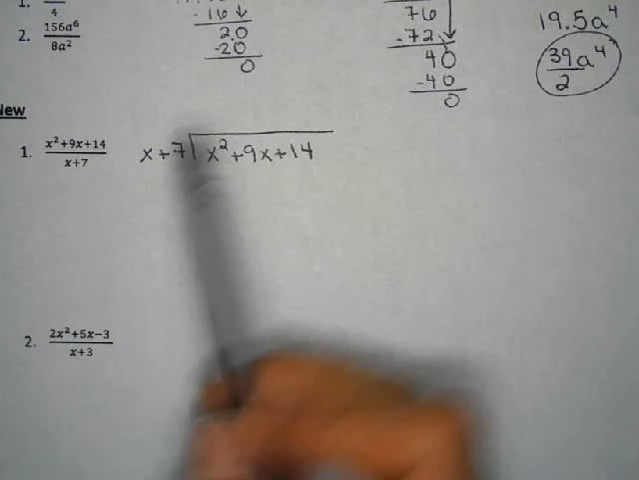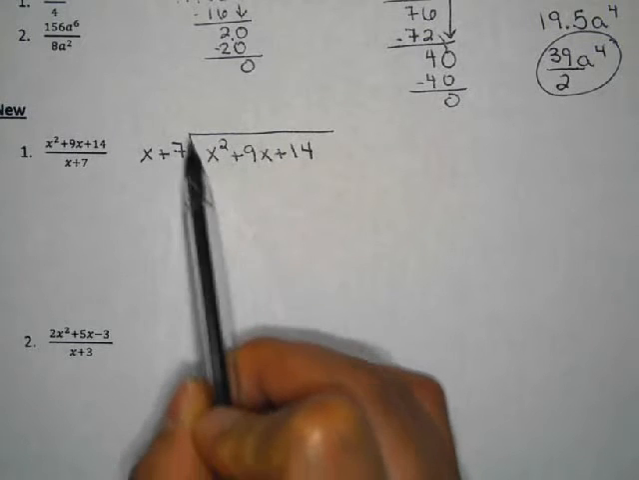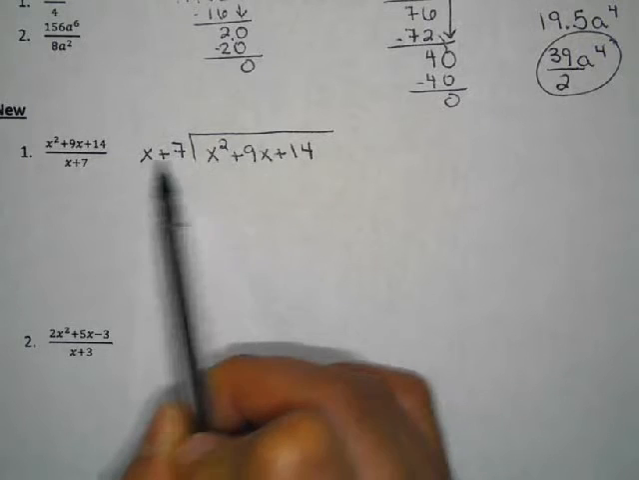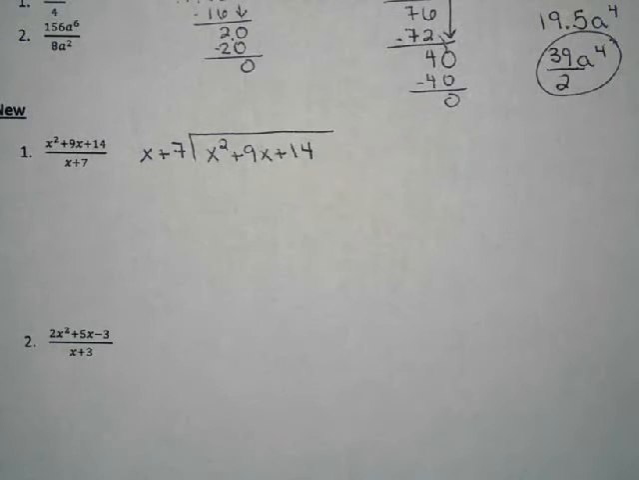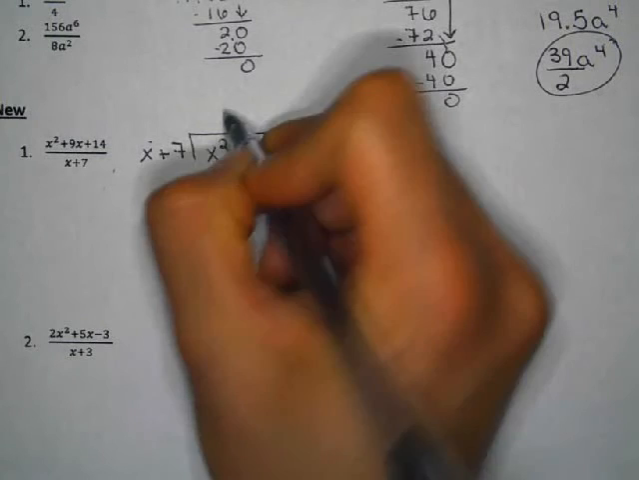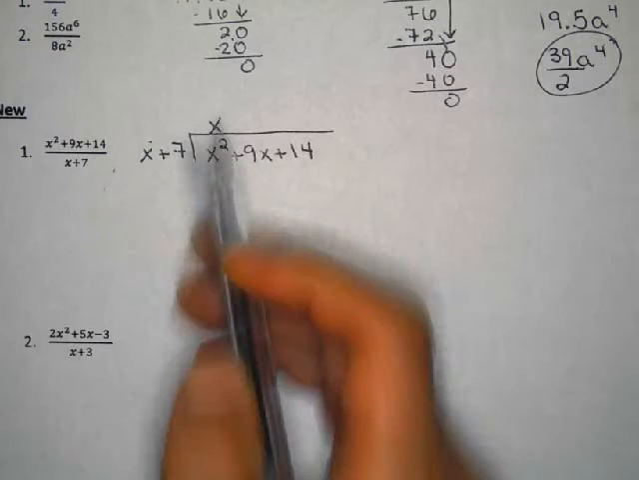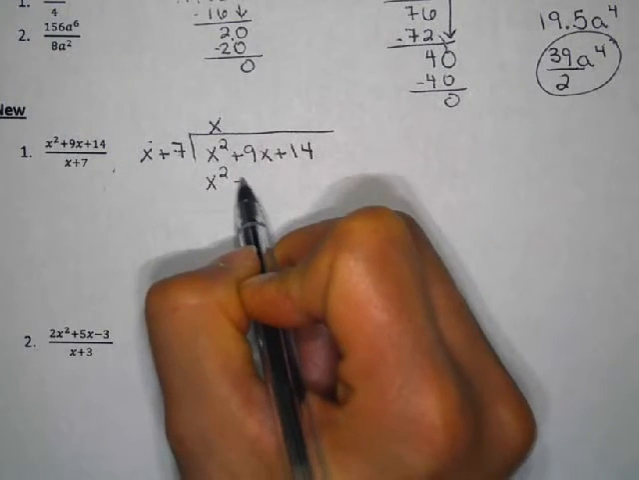Okay, first thing we're going to do is see how many times this x goes into this x squared. You're not concerned about this constant here, plus 7 at all. You're going to use that later. So first we ask, how many times does x go into x squared? x goes into x squared one time, which is just x. x times x is x squared. And x times 7 is 7x.